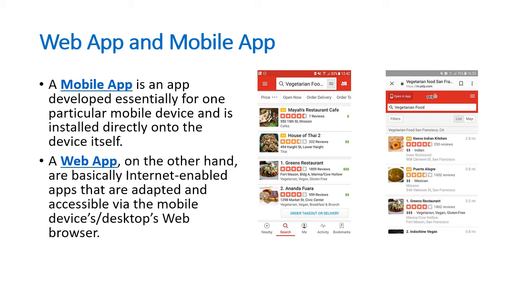The first one, the mobile application, is an application that is developed essentially for one particular mobile device or several mobile devices, but it is installed directly onto the device itself. While web applications are basically internet-enabled apps and they are accessible via the mobile device web browser.